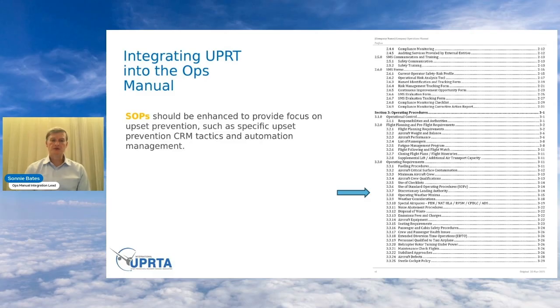And then when you get into the section of the ops manual that speaks specifically to CRM, that for sure can be enhanced by techniques that are related to preventing loss of control in flight through proper UPRT techniques and training.